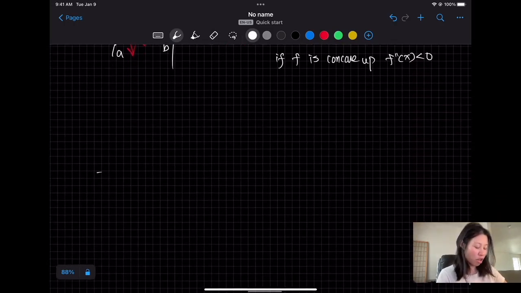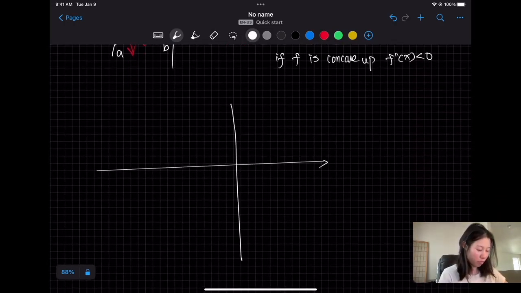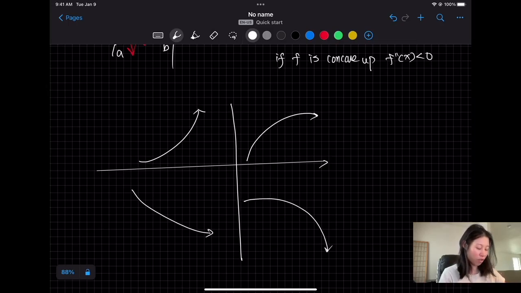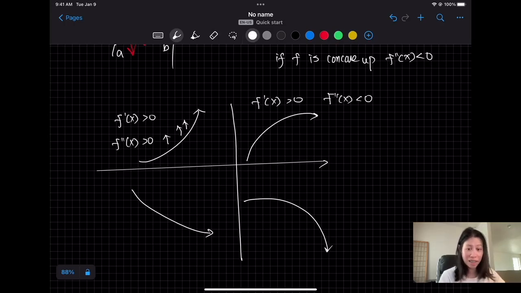So now let's make a chart in here. Go up in this way, or go up in this way, go down in this way, or go down in this way. For the first graph, on the upper left, we have an increasing function, so our first derivative is greater than 0. And it's concave up, so the second derivative is greater than 0. The second graph is also going up, so the first derivative is greater than 0, positive, but it's concave down, so the second derivative is negative.